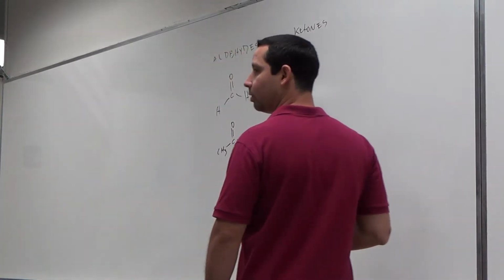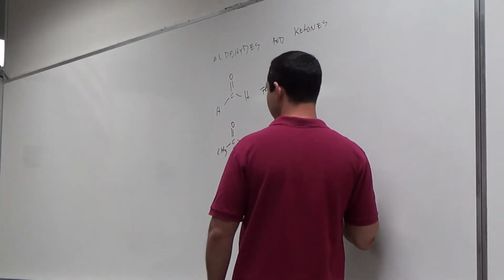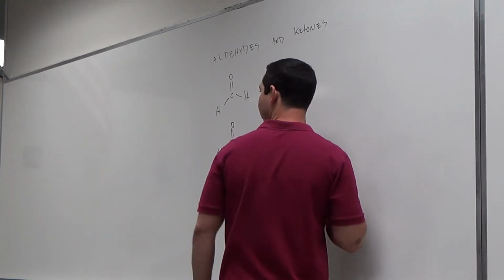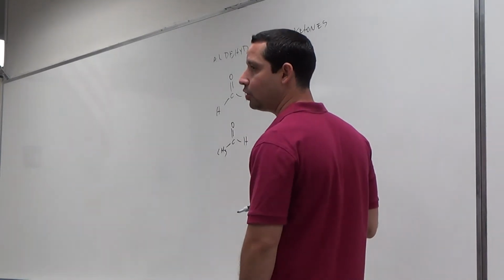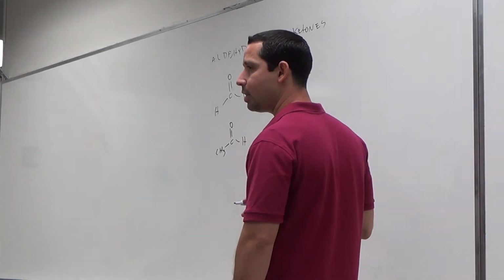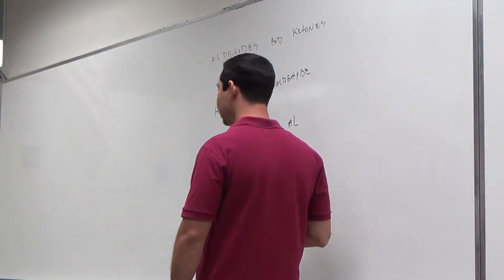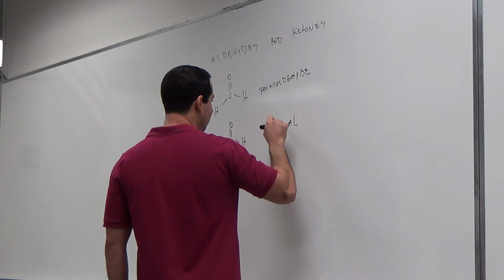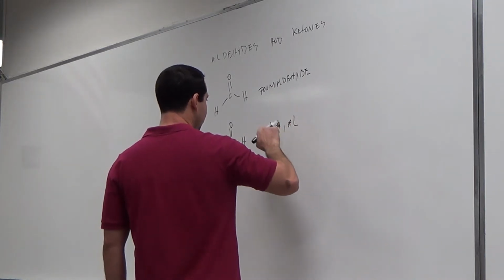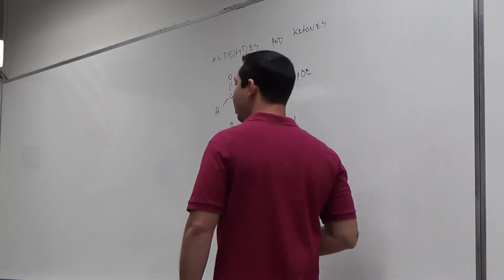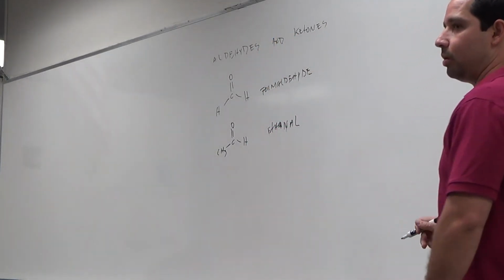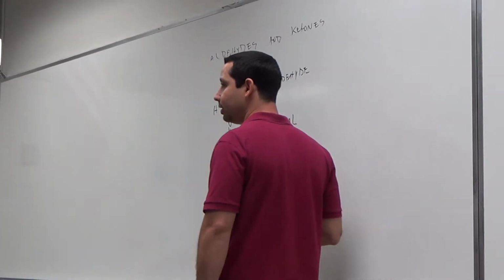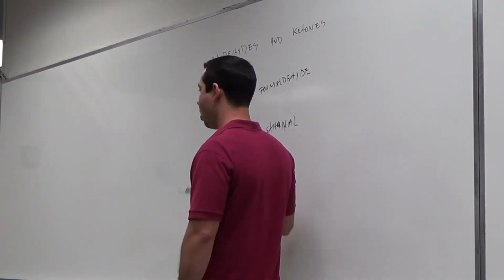And how many carbons is this? 1, 2. And the parent chain here is called ethane, yes? So this is called ethanal, instead of ethanol. Now all aldehydes are on carbon 1.